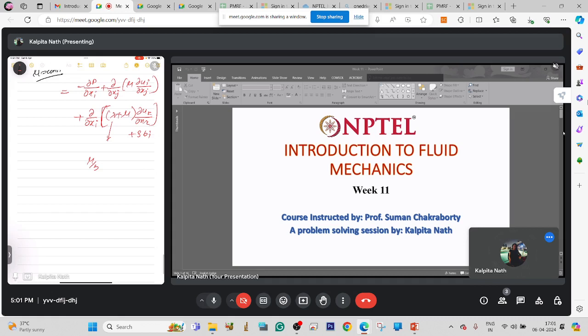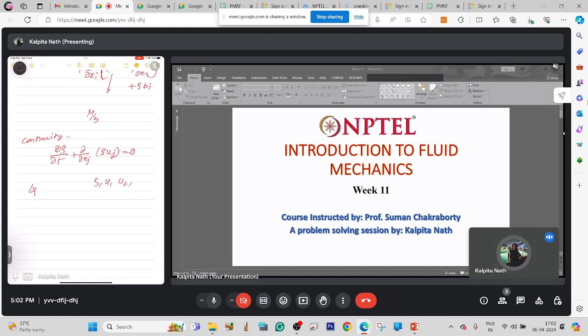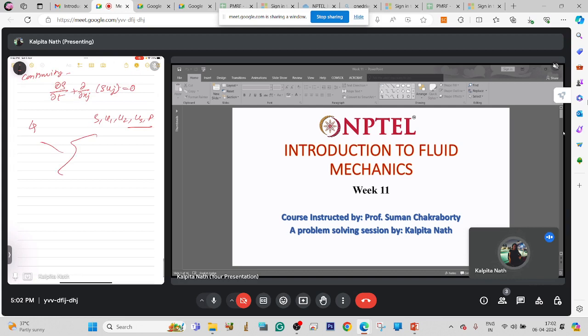Now, if we write the continuity equation, it is ∂ρ/∂t + ∂/∂xj (ρuj) = 0. The number of independent equations are the continuity equation and three momentum equations, and the number of unknowns are ρ, u1, u2, u3 and p, the pressure. Now how can we close them?